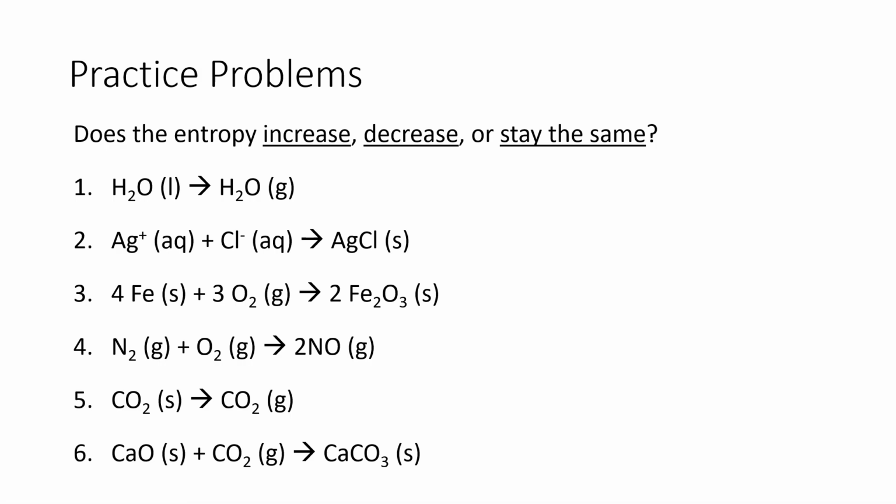So let's take a look at some examples of how we would apply this to some real reactions here. Does entropy increase, decrease, or does it maybe stay the same? So if you look at this first one, we're going from a liquid to a gas. So entropy is going to increase in this scenario. You're going to have a positive delta S. And if you think about why, these gas particles are moving around much more freely than they are in the liquid state. So you've got more disorder here.